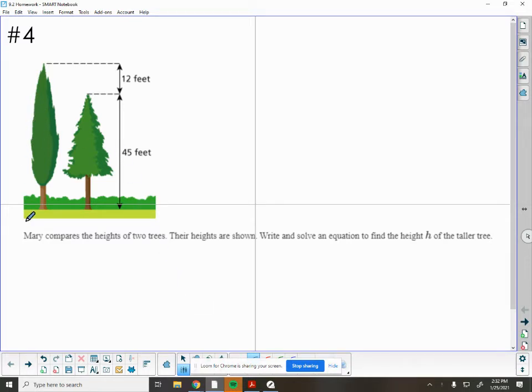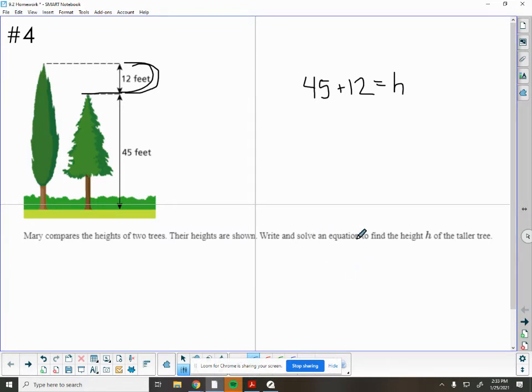So I'm going to start with number 4. Mary compares the heights of two trees. We've got this tree is 45 feet tall, and then this tree is 12 more inches. Their heights are shown. Write and solve an equation to find the height h of the taller tree. So I can see here that the shorter tree is 45 feet. I need to get 12 more. So if I add on 12, that is going to equal h, the height.